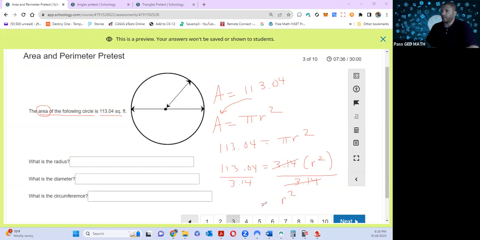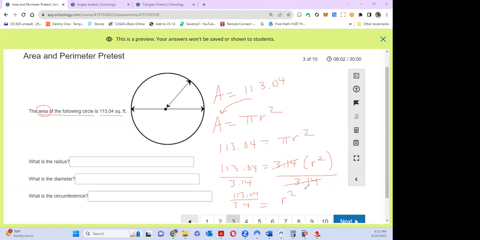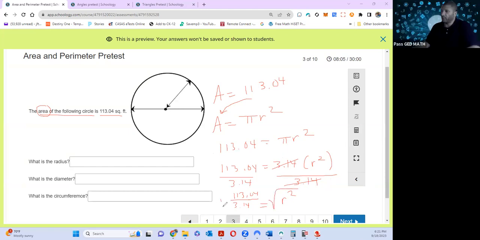So we get r squared equals 113.04 divided by 3.14. Well, r is still not by itself. Remember, the whole goal of algebra is to isolate the variable, to get the variable all by itself. R squared is just not r. So what's the opposite of squaring something? Square root. So we're going to take the square root of both sides. Now we're going to use our calculator. This is what I mean by step by step. For everything you do in mathematics, you should know why. If you don't know why, that's one of the questions you should be asking.